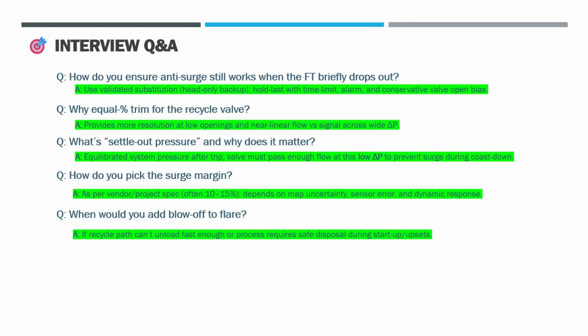What's settle-out pressure, and why is it important? System equilibrium pressure after a trip. The valve must pass enough flow at this delta P to prevent surge during coast down. Q. How do you select surge margin? A. Project vendor spec, typically 10 to 15% based on uncertainties and dynamics. Q. When do you add blow-off to flare? A. If the recycle path is insufficient or safe disposal of process gas is required.